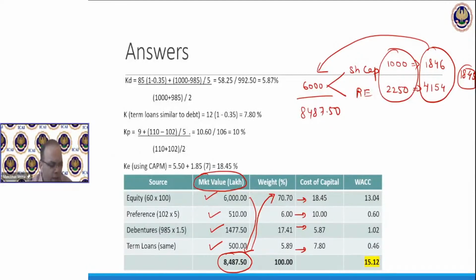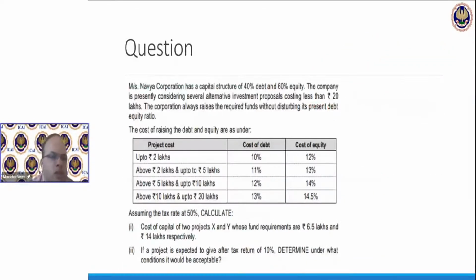Great. If everything is clear, guys, that's amazing participation, I would say. Now, we are just left with one particular question, and I intentionally want to give you this as homework, although I will quickly tell you how to approach it. You have a solution with you, but I want you to try it later on your own. This question is based on Navya Corporation having a capital structure of 40% debt and 60% equity. I'm just giving you a brief overview of this question.